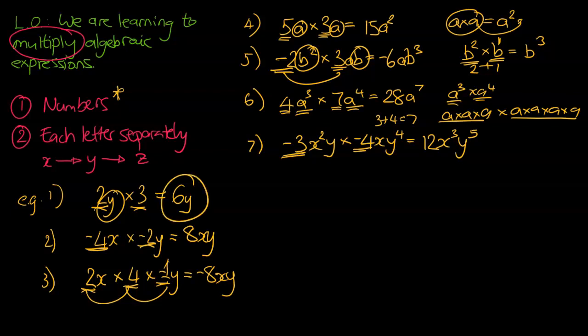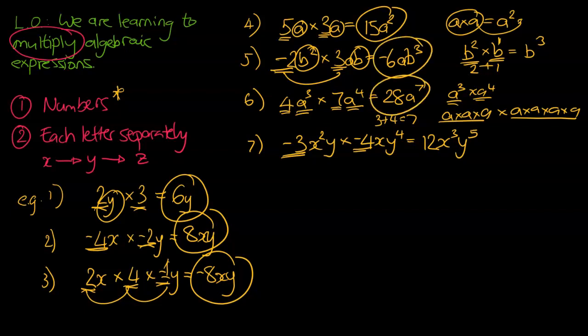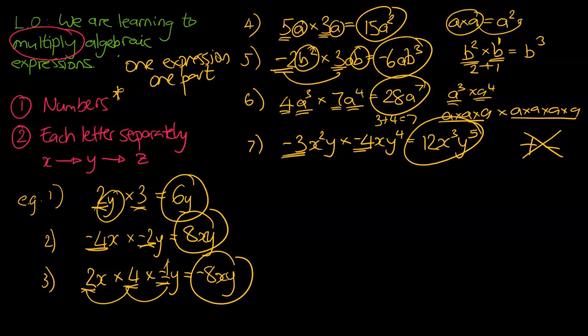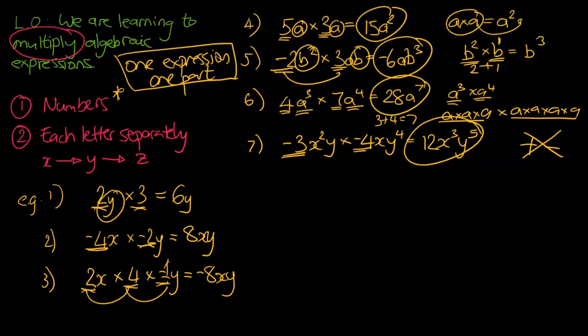If you have a look at every answer: 6y, 8xy, negative 8xy, 15a squared, negative 6ab cubed, 28a to the 7, and then 12b cubed y to the 5. All of them are a single answer. There's no pluses, there's no minuses. That's because we're multiplying. We're always going to end up with one expression. So there's going to be one part to our answer, and that will always be the case. If you've got a plus sign or a minus sign, you should figure out you've done something wrong. Let's get rid of all those circles to make our work a bit easier.